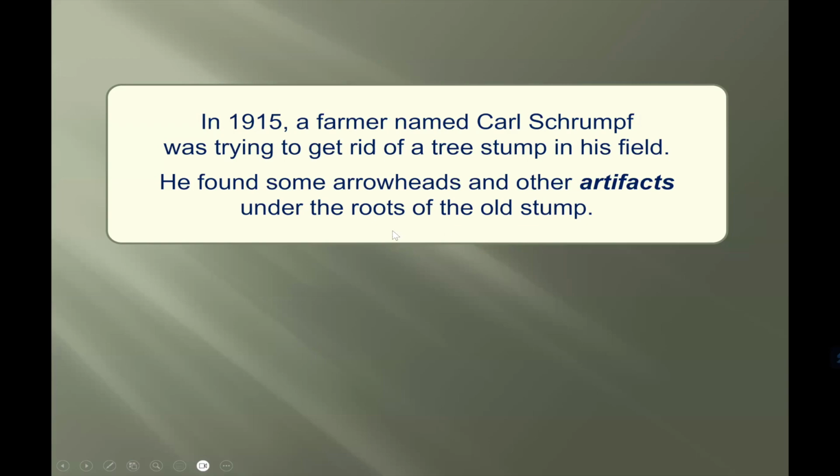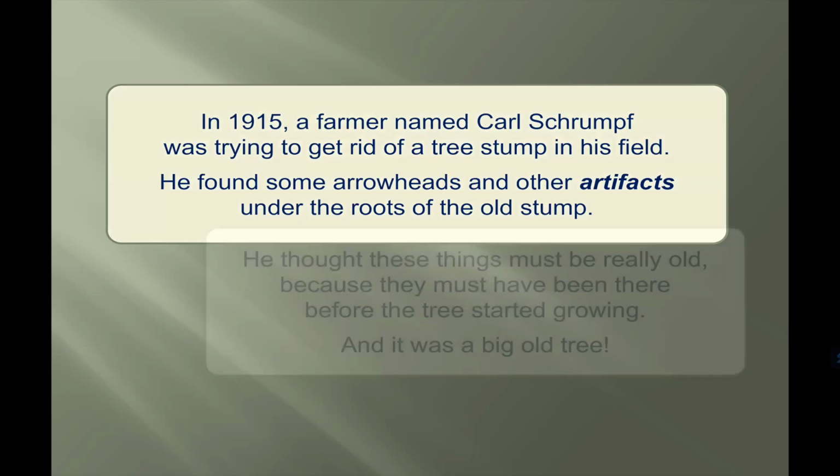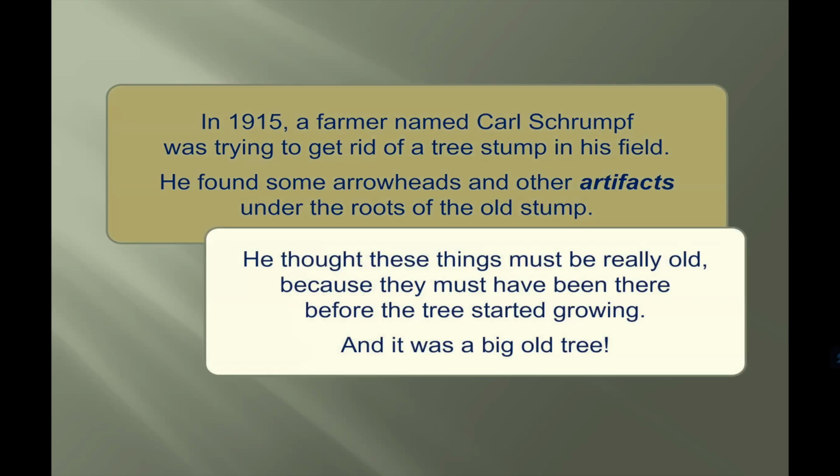The story is very simple. In 1915, a farmer named Carl Schrumpf was trying to get rid of a big old tree stump out in his field. It was getting in the way. And when he dug this tree stump up, he found some arrowheads and other artifacts under the roots. He immediately told the people at the university about this. He thought they must be really old because they must have been there before the tree started growing, and it was a big old tree.